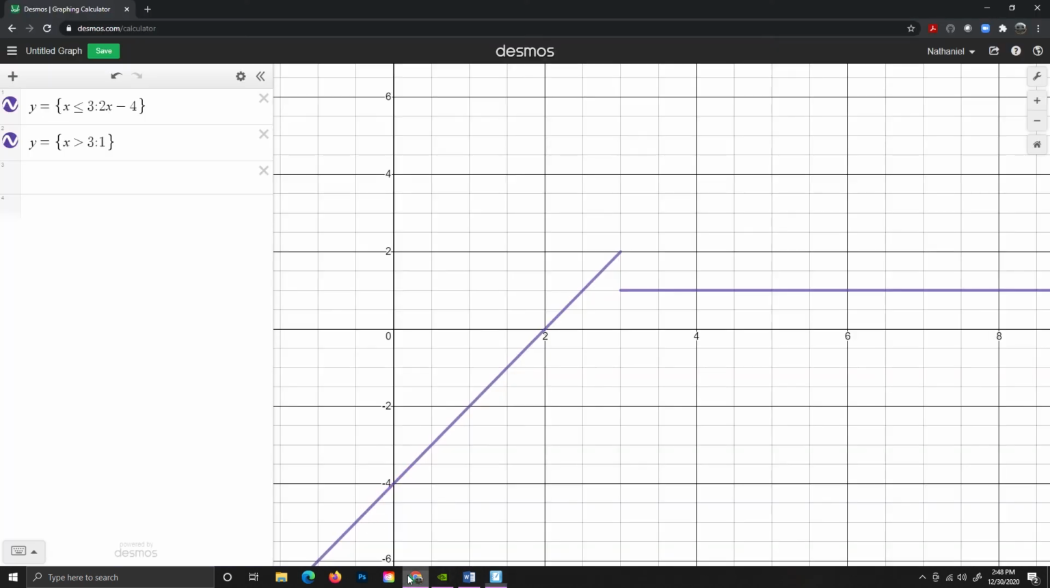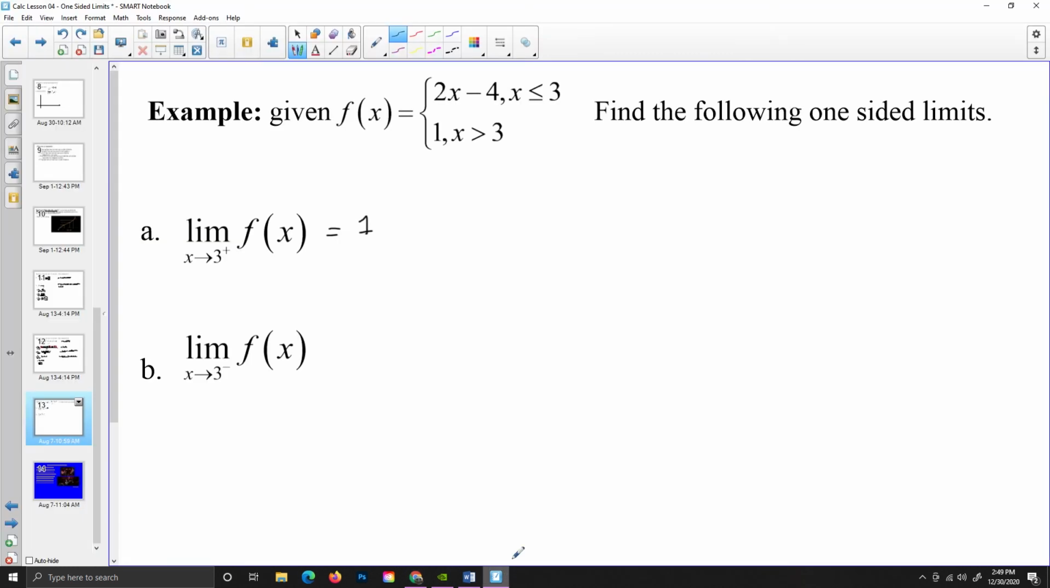And as we come in from the left-hand side, let's take a look at that. As I come in from the left-hand side, it looks as if this function is going towards 2. And again, if I do a direct substitution, this is a polynomial expression. 2 times 3 is 6, minus 4 is 2. And so we get a 2 for that limit. So the right and the left-hand sided limits in this particular case were not equal. Well, that's all I got for today, folks.